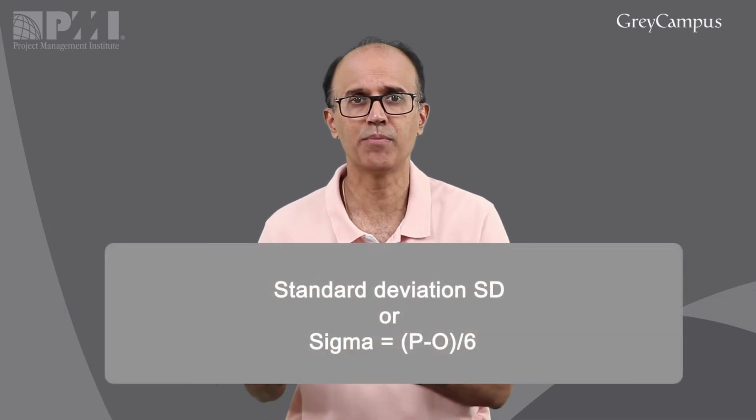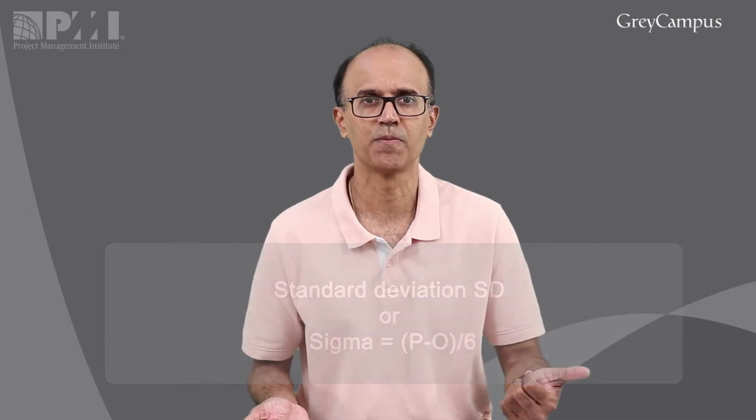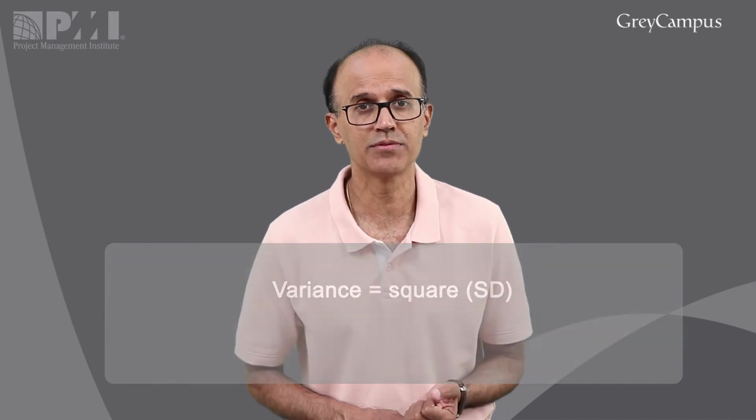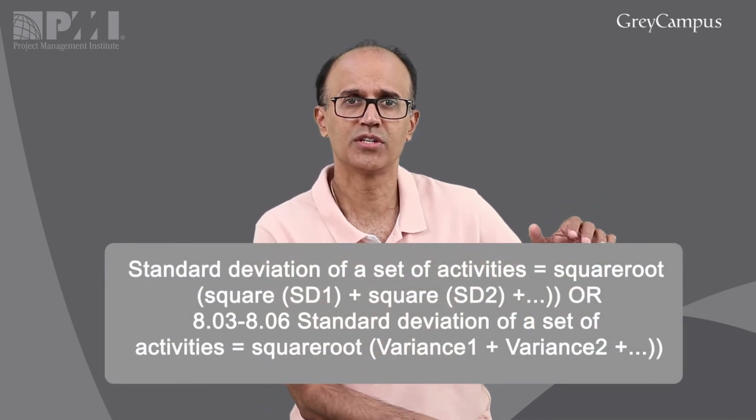You also have to know the formula for the standard deviation: P minus O divided by 6, pessimistic minus optimistic divided by 6. All right. Also good to be prepared with formulas for variance. Variance is the square of standard deviation. Sometimes more advanced formulas are required. Standard deviation of a set of activities, right? How does it work out?